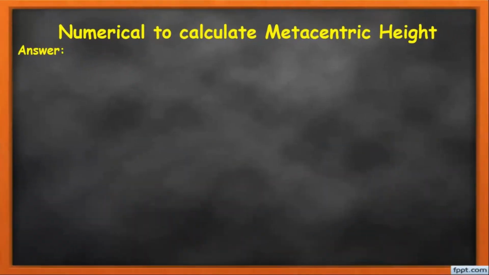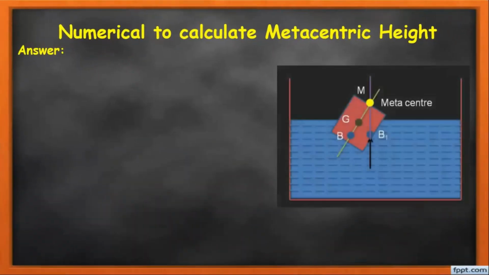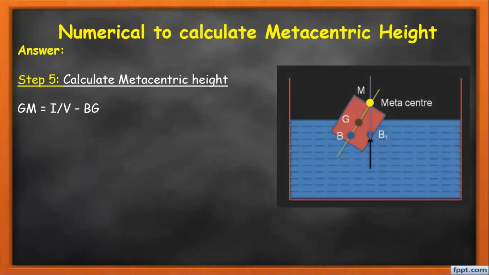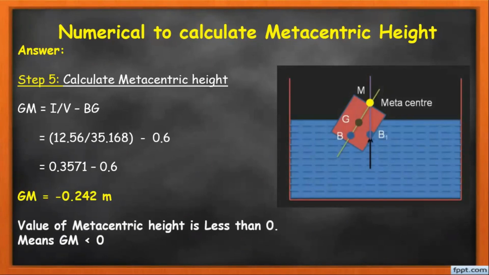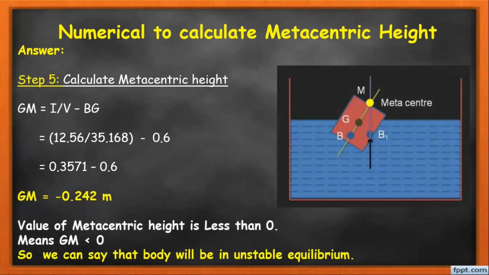Now step number 5. In step number 5, again we need to calculate the metacentric height. So the metacentric height equals the moment of inertia divided by volume minus BG. We get the metacentric height in this case as minus 0.242 meter. So here GM is less than 0, and it means that our equilibrium is unstable.